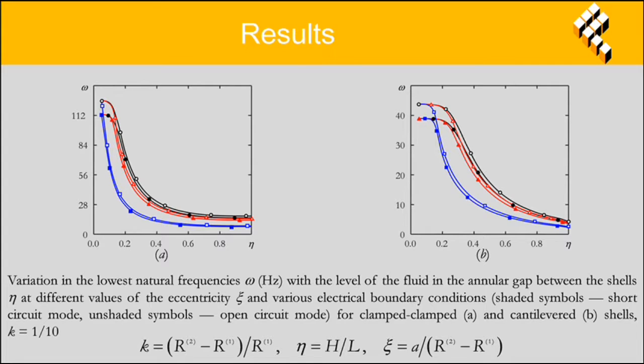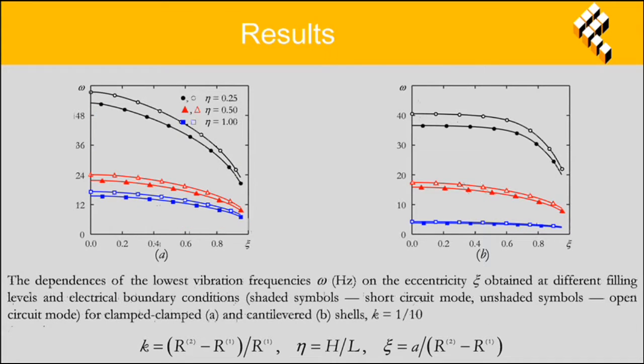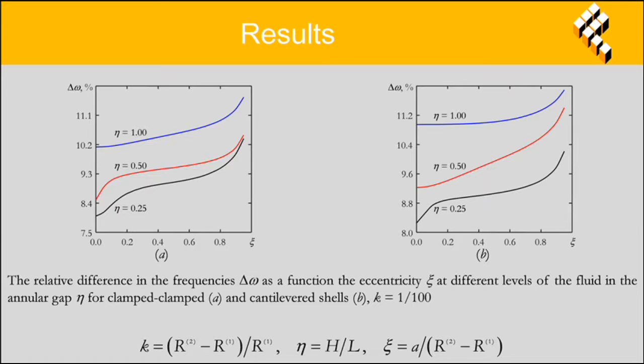electric boundary conditions at the edges of the shells, the level of fluid in the gap and the eccentricity of the inner shell. It was demonstrated that both an increase in the misalignment of the shells and the fluid level in the annular gap and a decrease in the size of the gap itself are responsible for a decay of the lowest vibration frequencies. The electric boundary conditions corresponding to the open-circuited configuration lead to an increase in frequencies compared to the case of short-circuited configuration.